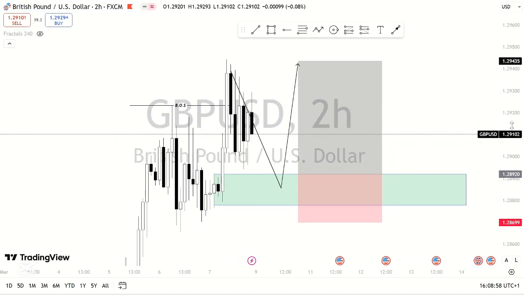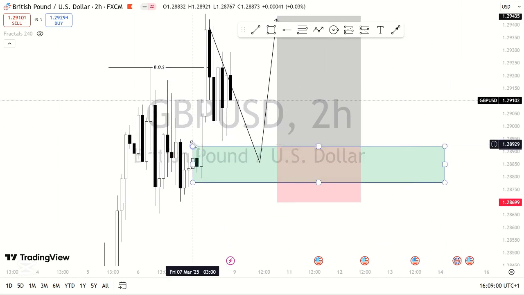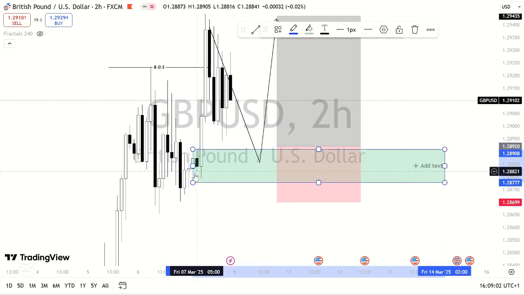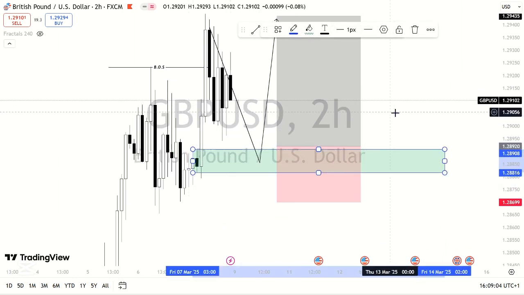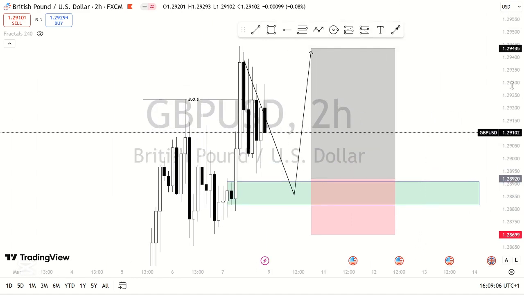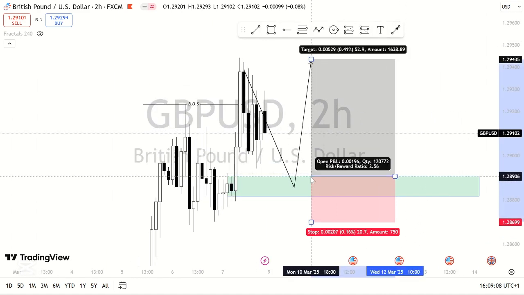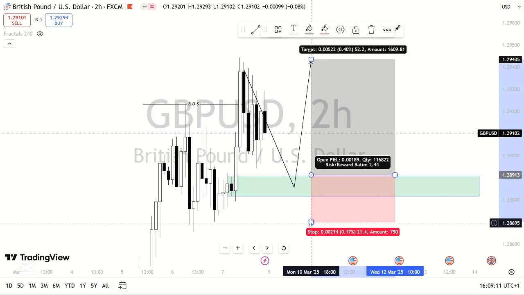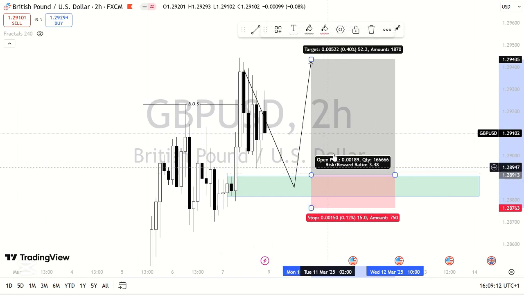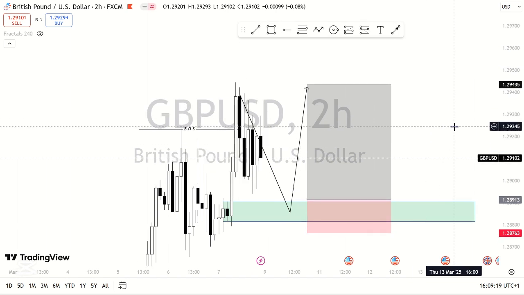So we can see that on the 2 hour time frame, our demand zone reduces to this point. So this is our demand zone on the 2 hour time frame, and we just put our limit here and our stop loss just beneath it. We can see that our risk to reward increases from 2.33 to 3.48, which is more than ideal to me.